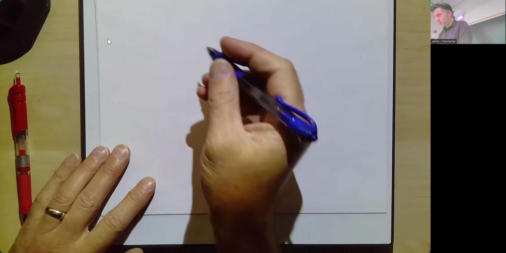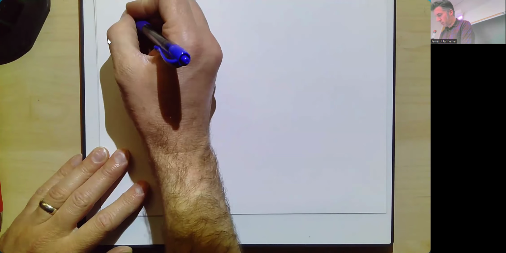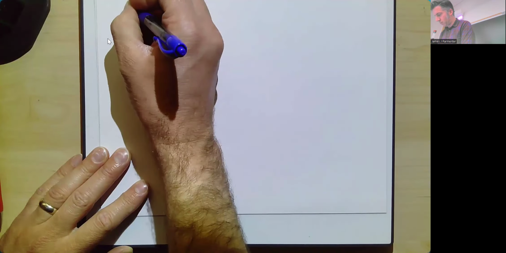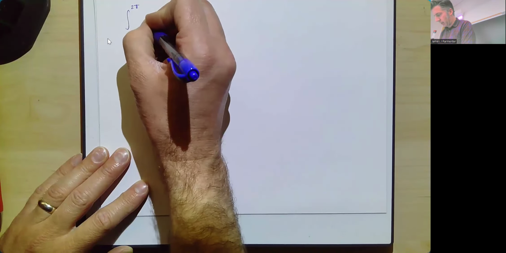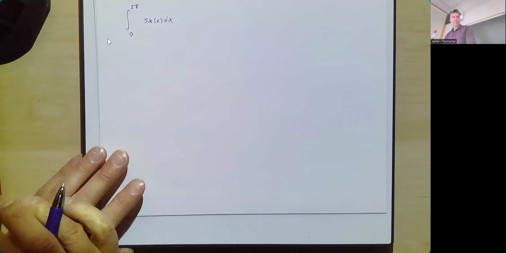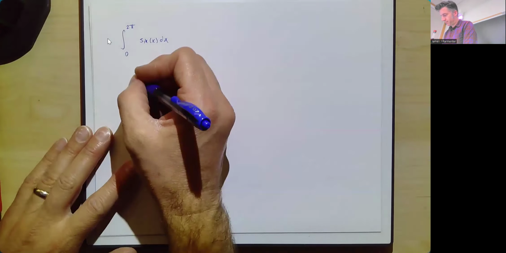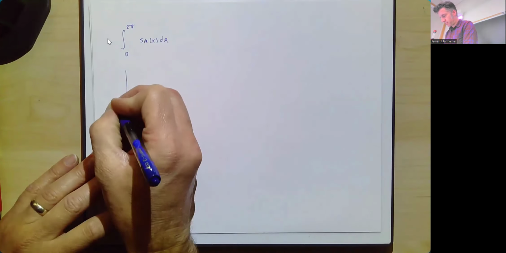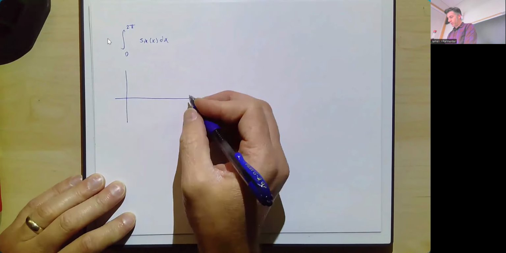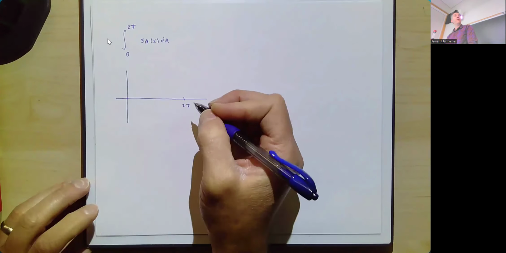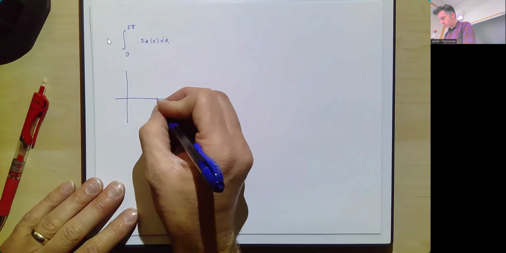The integral from 0 to 2 pi of sine of x dx. And actually, before we do this, let's graph it. So sine of x from 0 to 2 pi, one full period of the sine function. It's going to look like this.